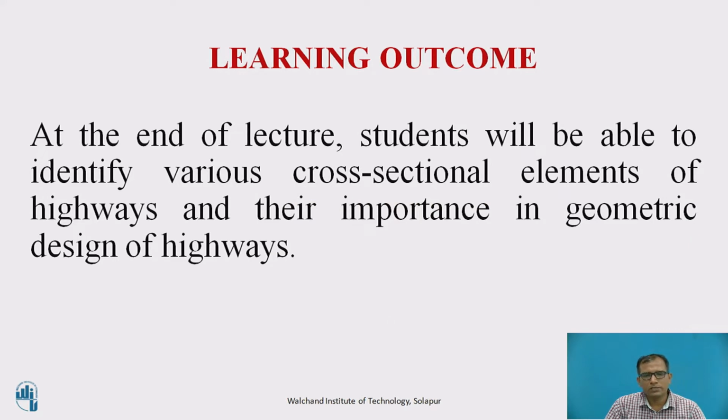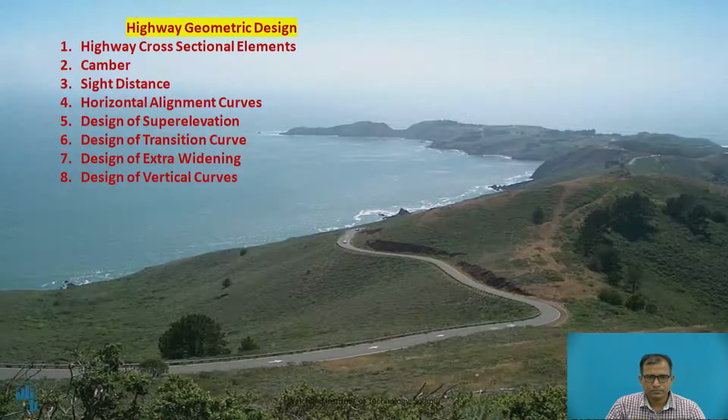Learning outcome of today's session: at the end of the lecture, students will be able to identify various cross-section elements of highways and their importance in geometric design of highways. In the previous session, we saw the importance of geometric design and factors influencing it. Now we will see the continuation of that. We will study some of the other cross-section elements and parameters like camber and side distance in future classes.